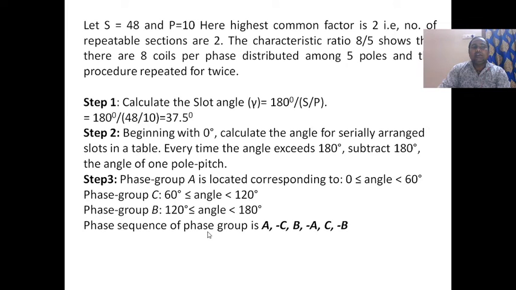So the phase sequence of phase groups is a constant. First it starts with A, next minus C, B, minus A, C, minus B. These are repeatable. This phase sequence is a constant: A, minus C, B, minus A, C, minus B.